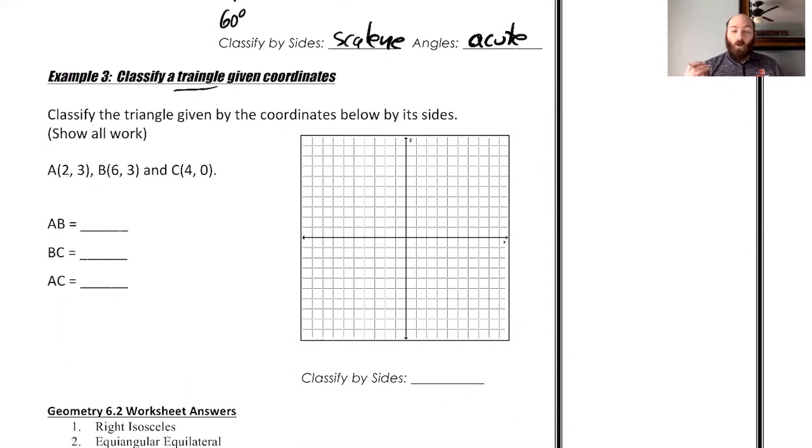So what we want to do is figure out, for now, all you're going to be able to do is figure out the side classification. We're not going to worry about angles right now. Sometimes there are ways to do it, but for us right now, we're not going to do it that way.